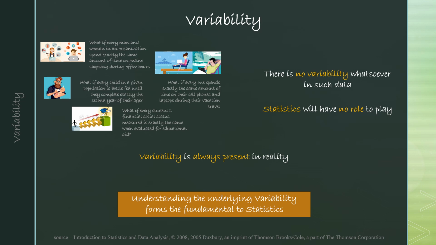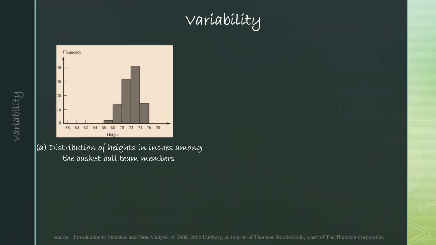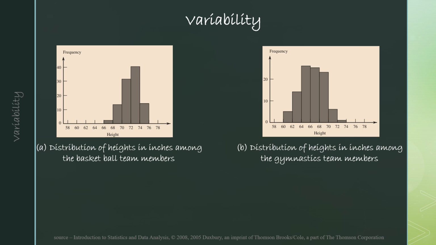Variability. Some illustrations. Distribution of heights in inches among the basketball team members in a tournament. Distribution of heights in inches among the gymnastics team members in a tournament. Heights of the members in the basketball team vary between 66 and 76 inches, whereas the heights of members in the gymnastics team vary between 60 and 74 inches.